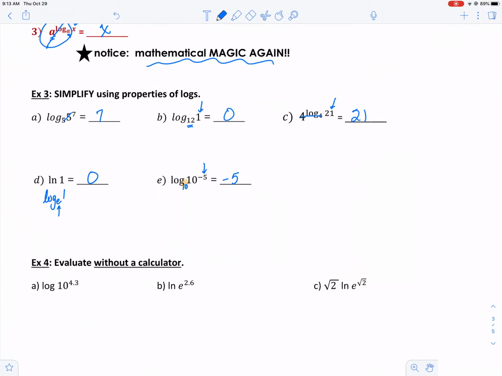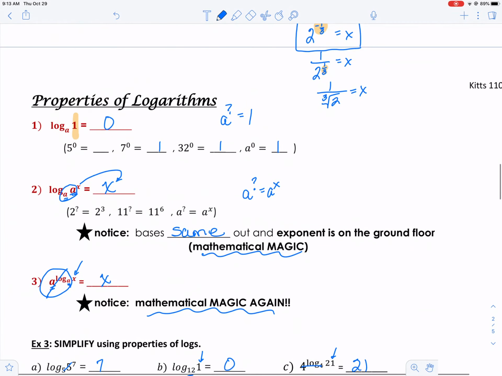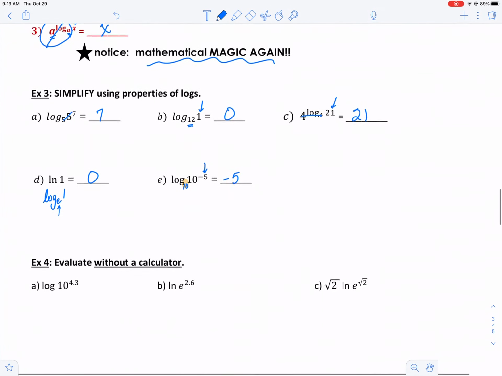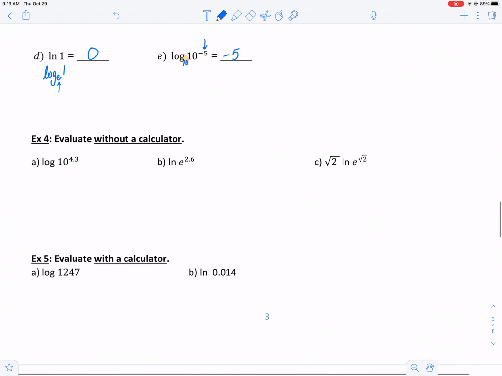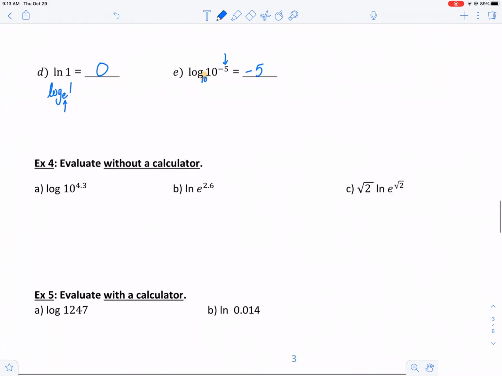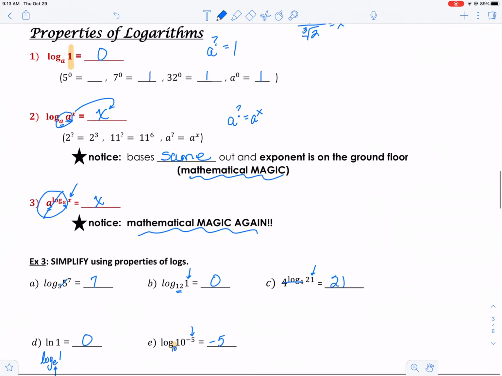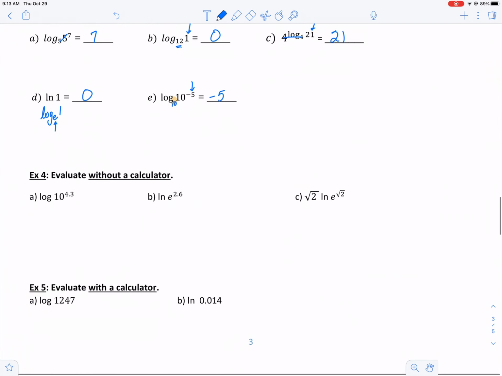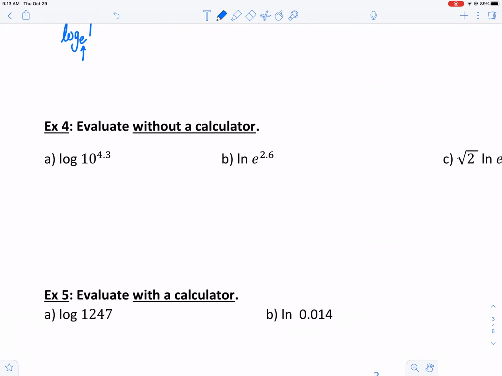Okay, all of those we were able to do just because of these properties of logs, and we didn't need a calculator for it. Now, this says to evaluate without a calculator. So we must still be using these same properties of logs. Remember, if I don't have a number under the log, that means it's base 10. So once again, those guys are going to cancel out, and my answer is just going to be 4.3, sorry.